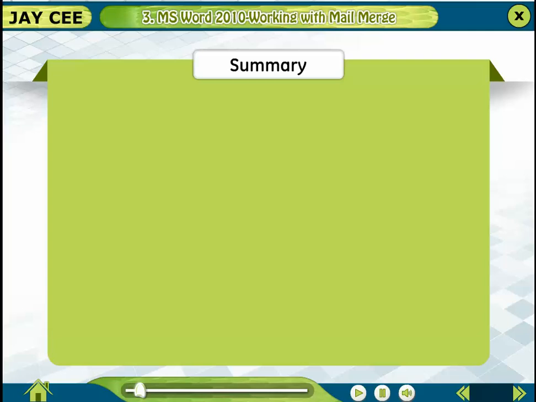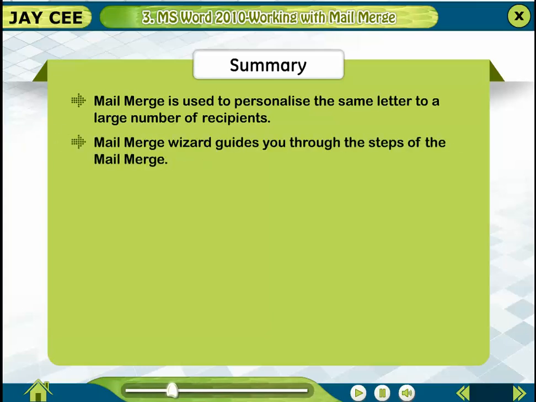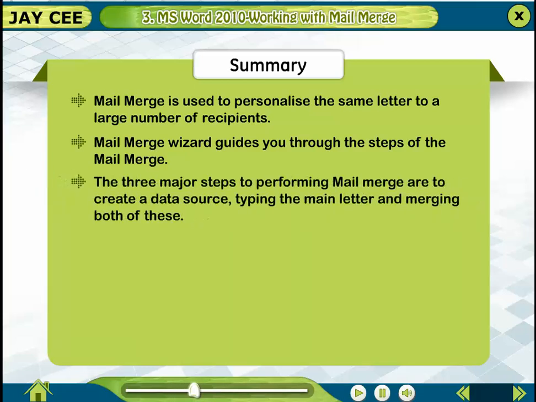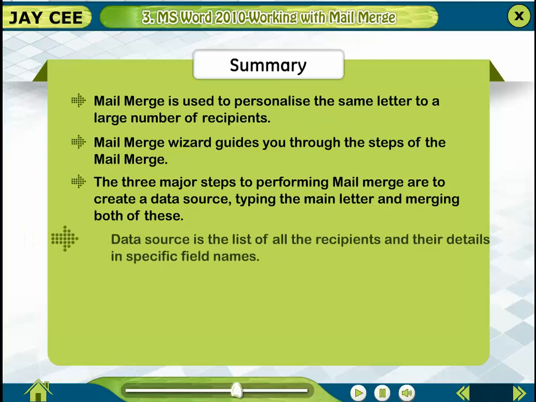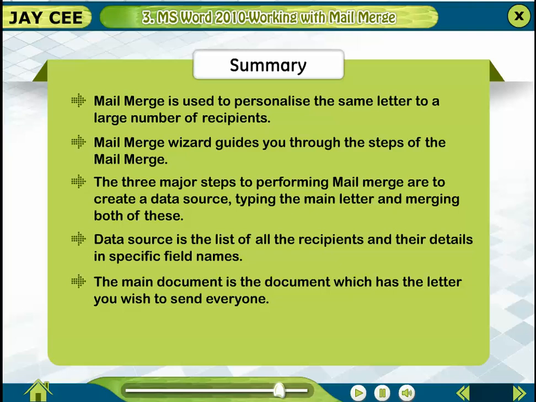Summary. Mail merge is used to personalize the same letter to a large number of recipients. Mail Merge Wizard guides you through the steps of the mail merge. The three major steps to perform mail merge are to create a data source, type the main letter, and merge both of these. Data source is the list of all the recipients and their details in specific field names. The main document is the document which has the letter you wish to send everyone.